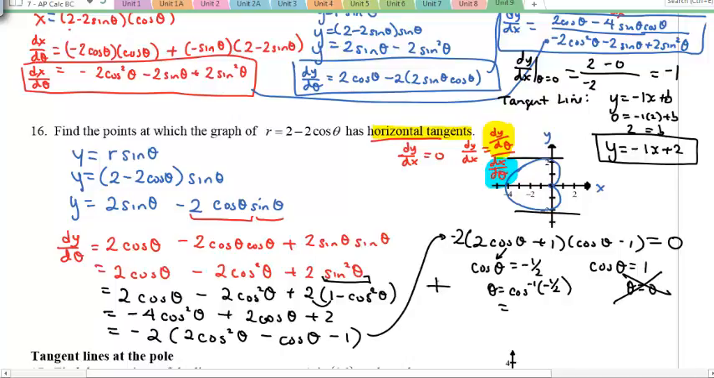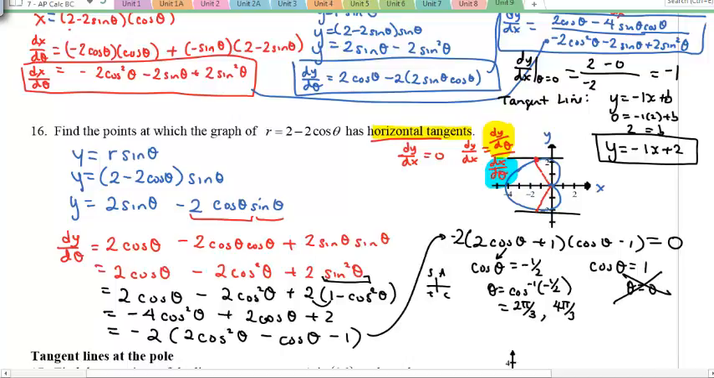Cosine is negative in which quadrants? All students take calculus. Quadrants 2 and 3, so how about pi minus pi over 3, or 2 pi over 3, and then pi plus pi over 3, or 4 pi over 3. And that seems to make sense to me, because looking at my graph now, 2 pi over 3 is about here, that angle, so that makes sense. And then 4 pi over 3 is this angle over here, and that makes sense.